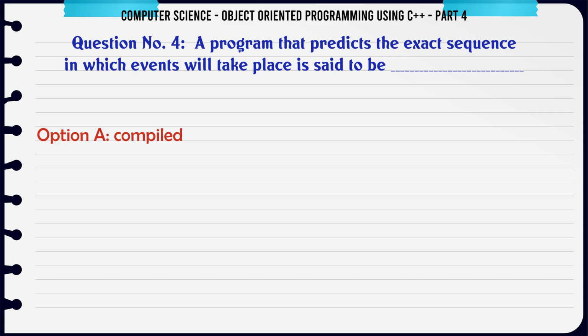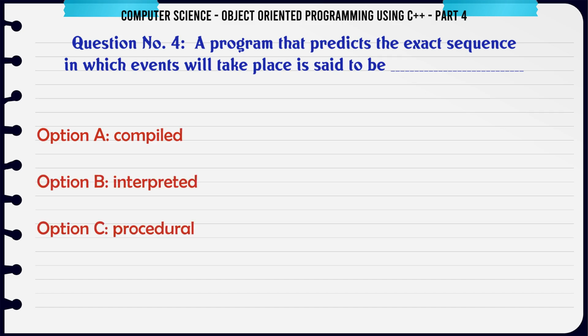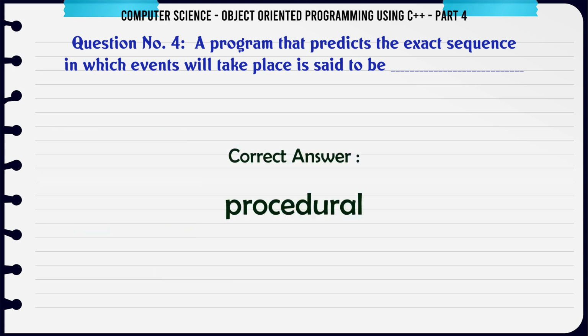A program that predicts the exact sequence in which events will take place is said to be: a) compiled, b) interpreted, c) procedural, d) object-oriented. The correct answer is procedural.